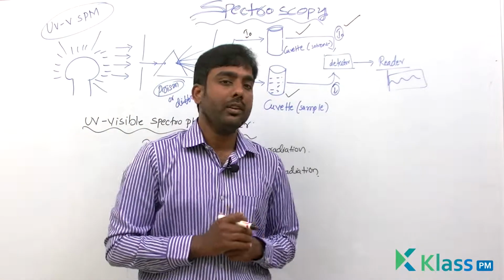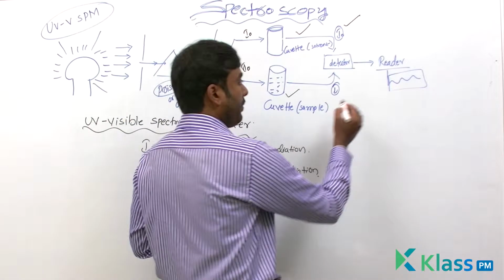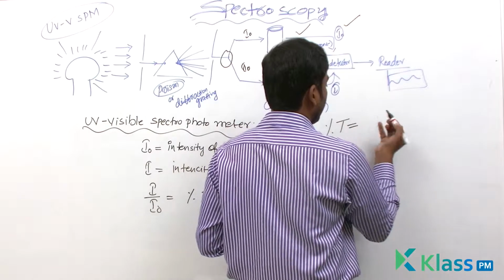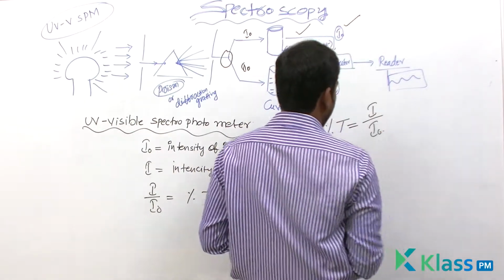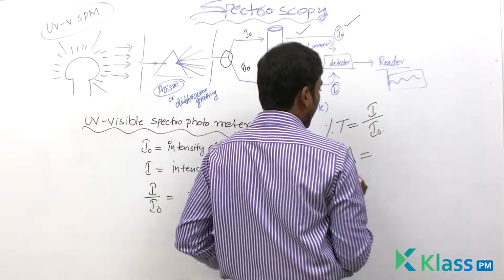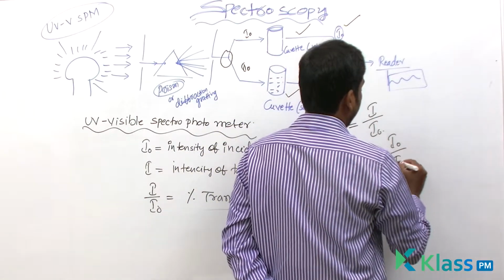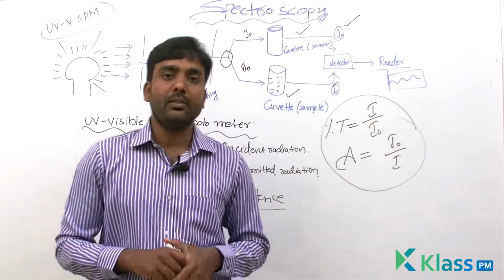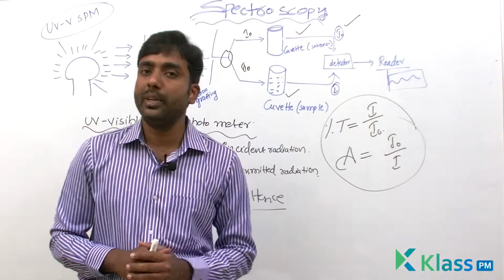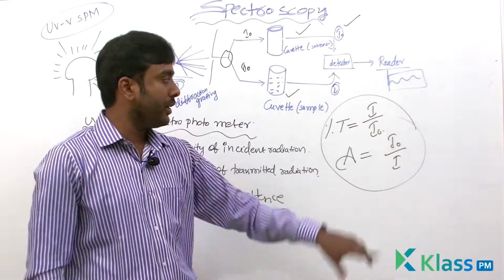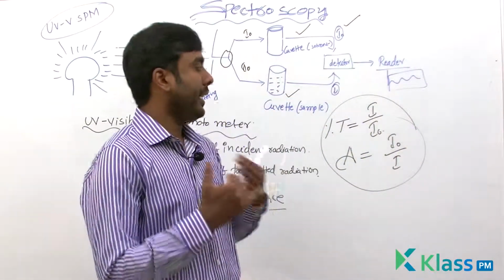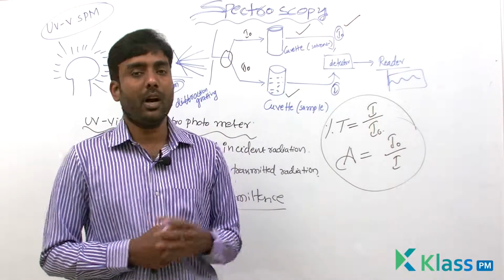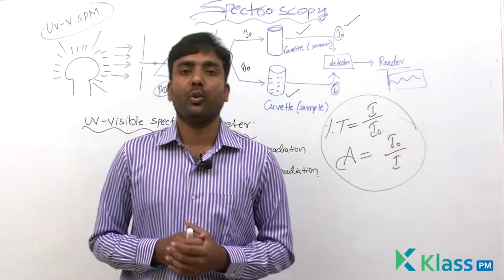This reduction can be expressed at the detector reader either in terms of percent transmittance, which is equal to I by I naught, or in terms of absorbance, which is expressed as I naught by I. So the readout machine will express it either as percent transmittance or as absorbance. If it is percent transmittance, it is the intensity of the transmitted radiation by the incident radiation. This is the way the UV and visible spectrophotometer works.